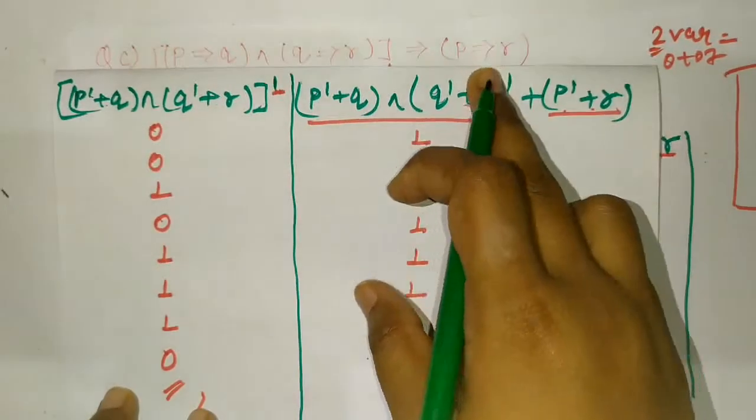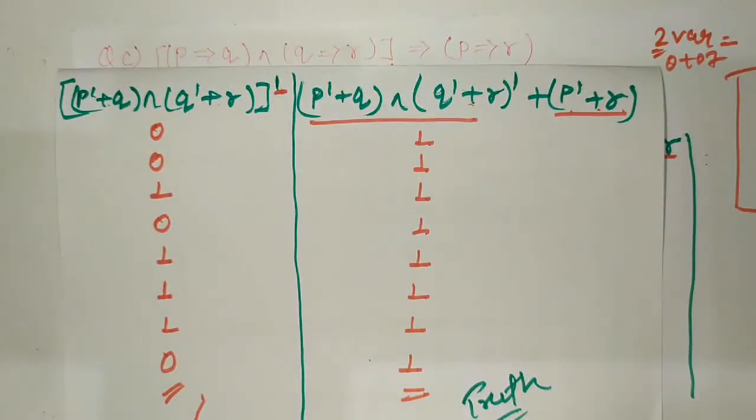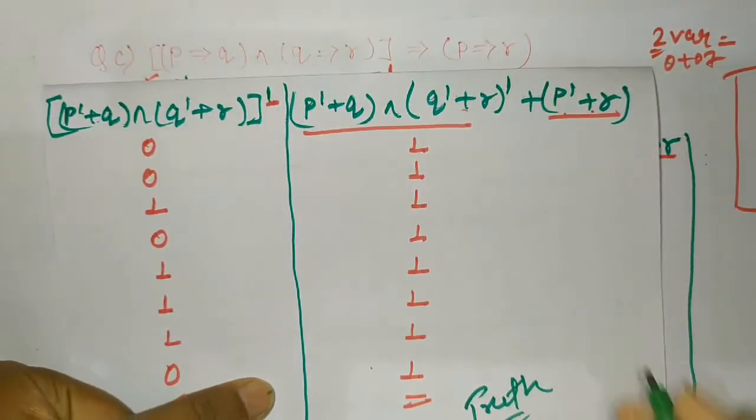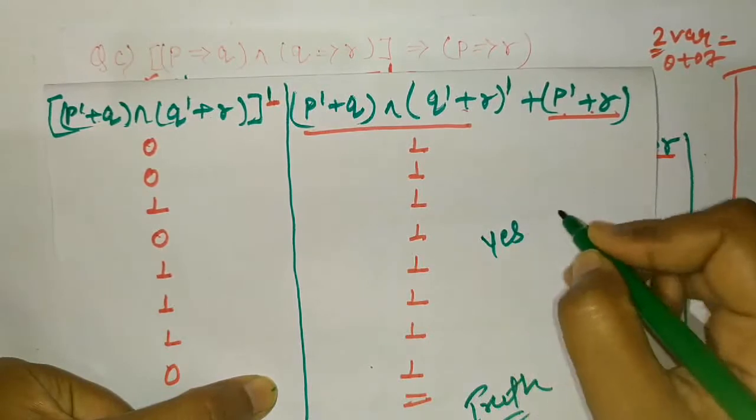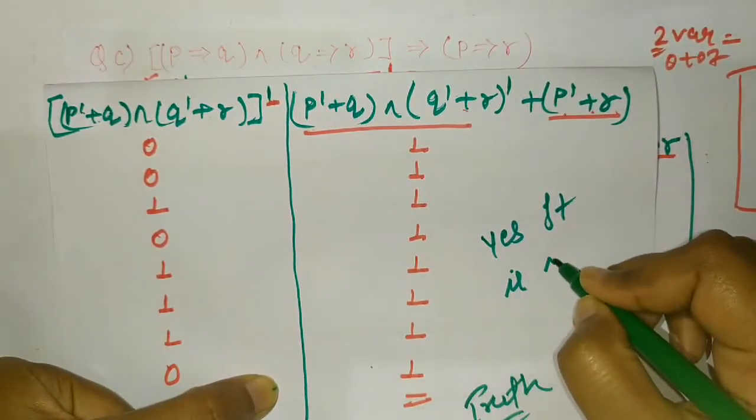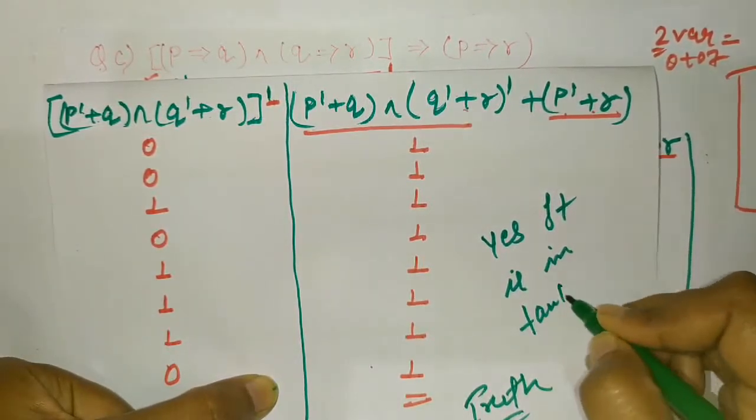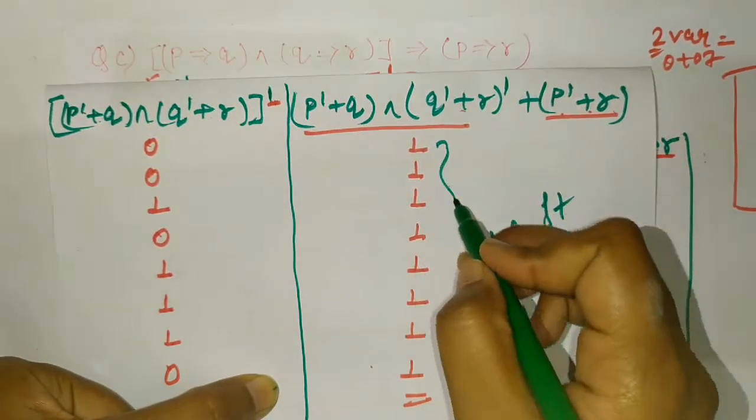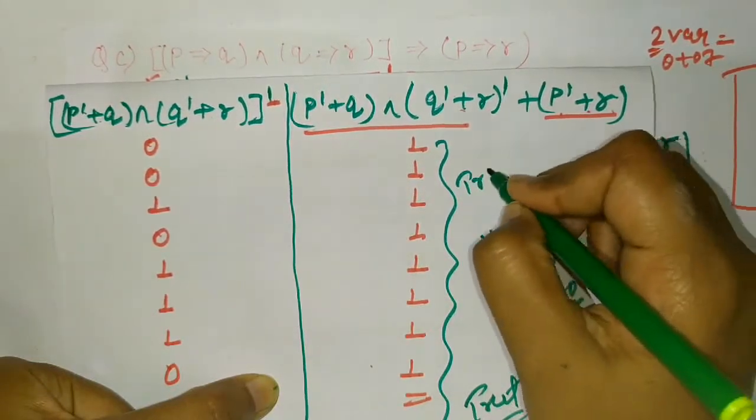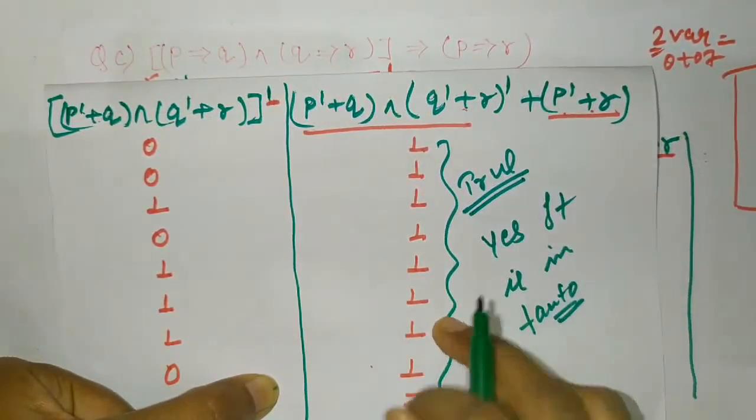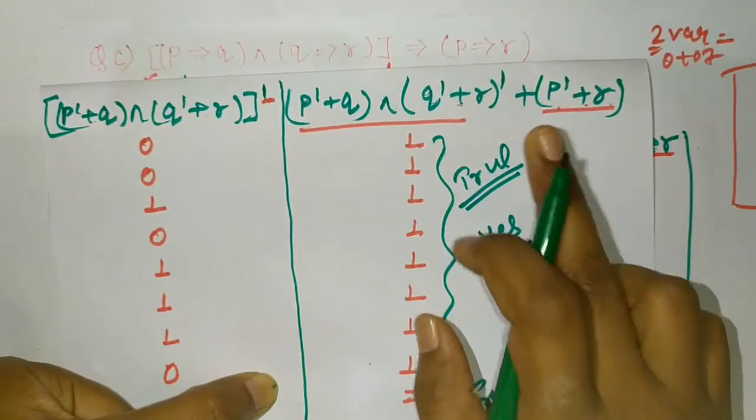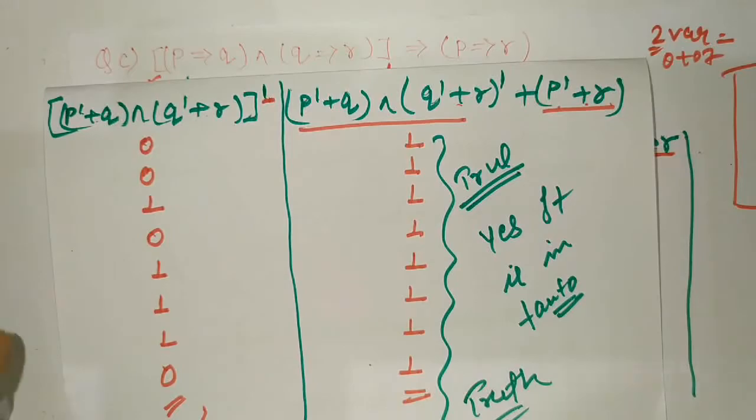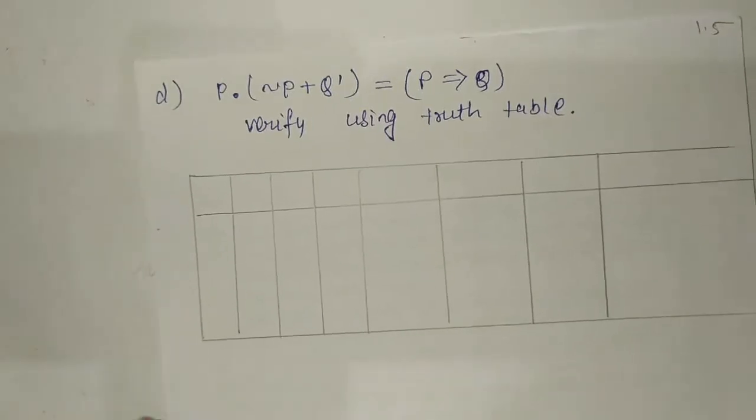The question asks us to show whether it is a tautology or not. So the answer is yes, it is a tautology. What is the meaning of tautology? Tautology means every output is true. Every output is true. That means these are the expressions of tautology. Next we discuss the next question.